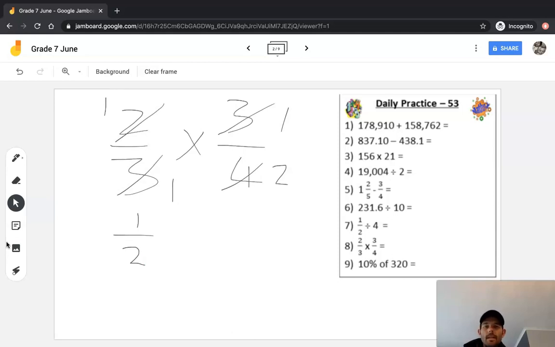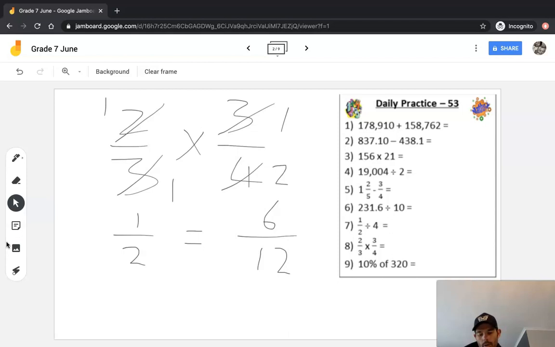If you didn't cancel out diagonally, you would have first had 2 times 3 is 6, over 3 times 4 is 12, and you can see the answers are equivalent. Just remember that when I do cancel out diagonally in the question, it eliminates the need for me to simplify at the end. Okay?